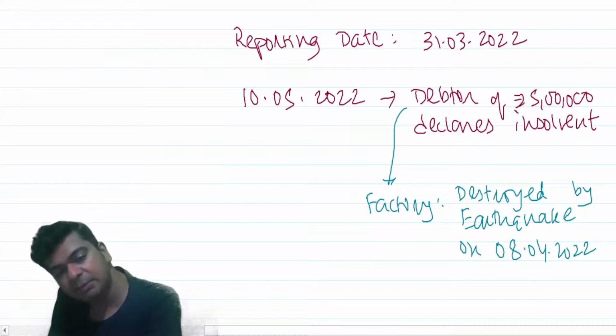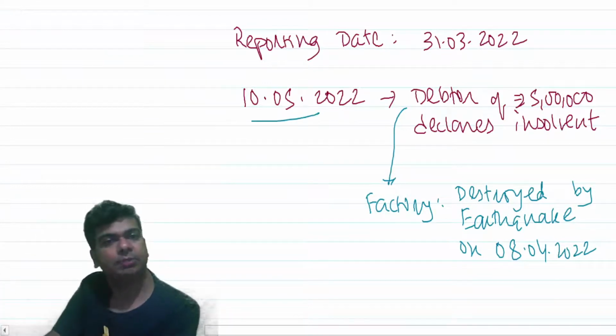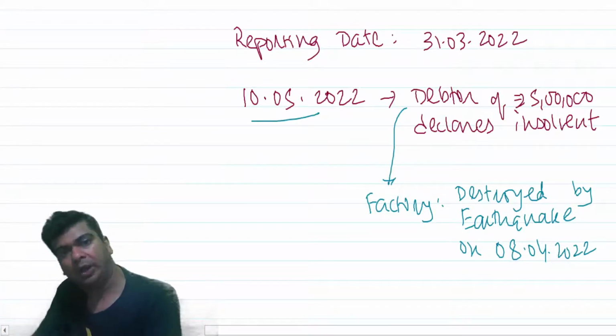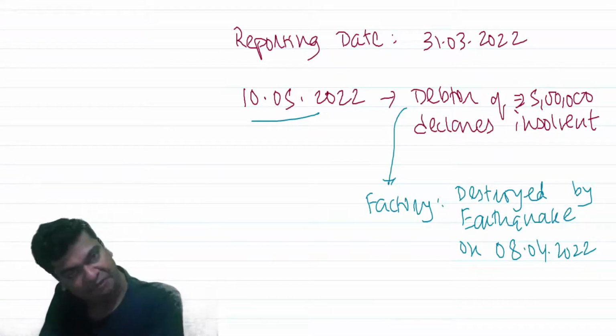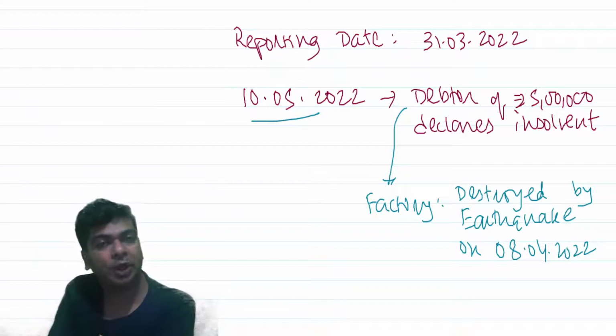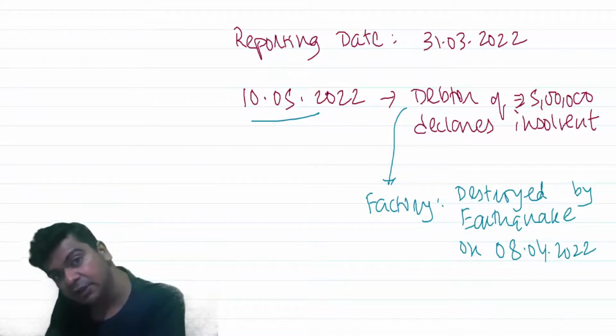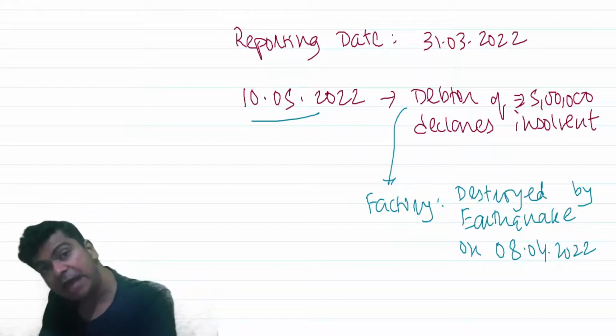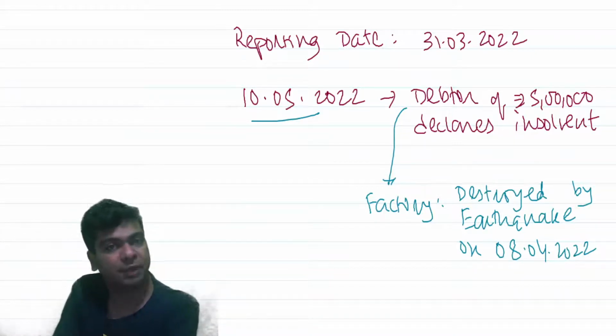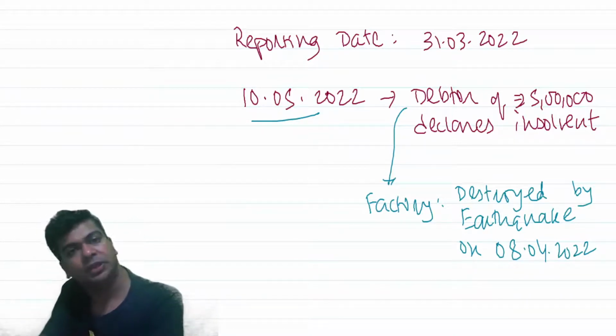It is already 10th May, but still the financial statements are not approved. Okay. Because the financial statements are still not approved, the event that is occurring on 10th May 2022 is an event after the reporting period, and it is a subject matter of Ind AS 10. I will have to identify the nature of this event. Is it adjusting or non-adjusting?